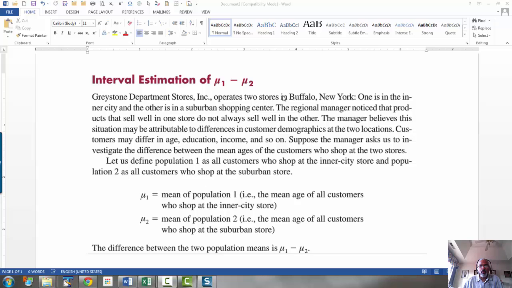They operate two stores in Buffalo, New York, one in the inner city and the other in the suburban shopping center. Now, the manager wants to see whether there is a demographic difference between the customers who shop in these two stores. So they collect random samples from the two stores, and we want to develop a confidence interval for the difference in the two population means. So let's first define what the populations are.